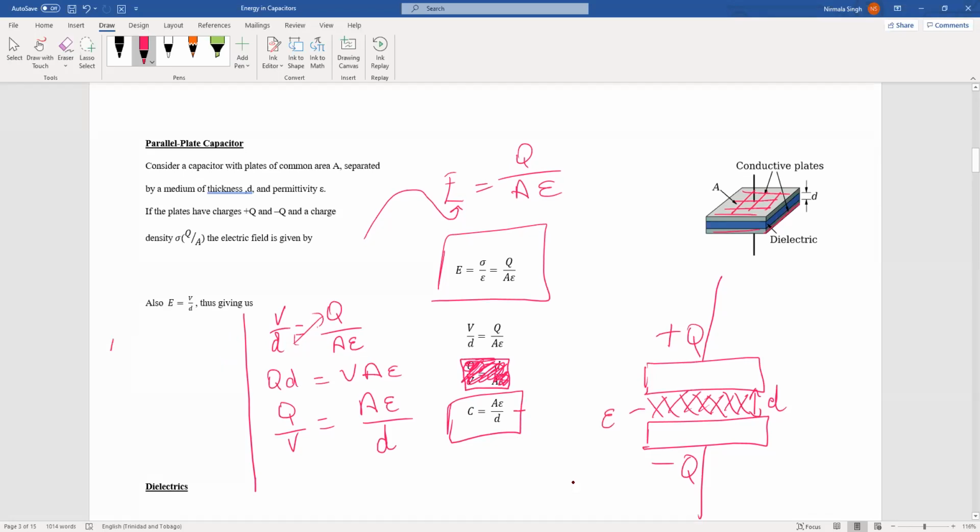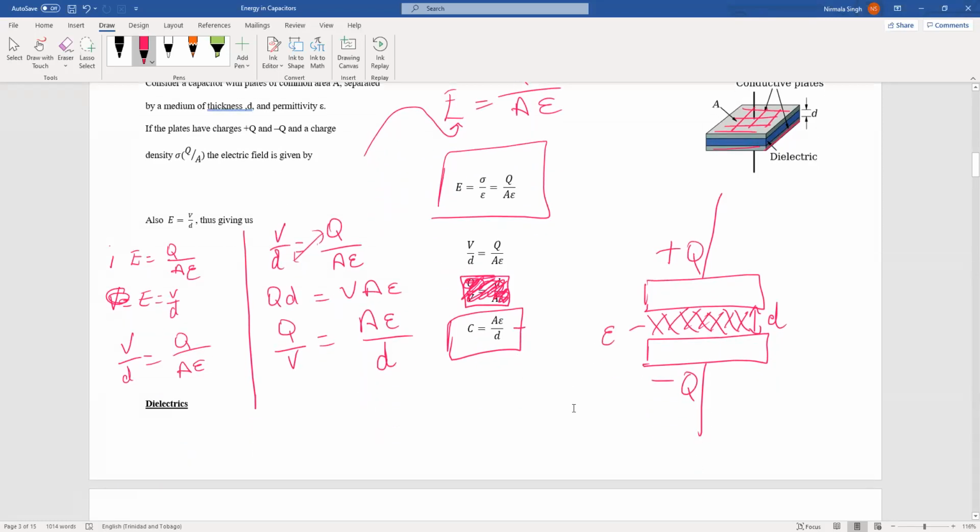One, in doing the proof, E is equal to Q over A epsilon, sorry. I know E is equal to V over D. So I'm going to end up with V over D is equal to Q over A epsilon, and then you just find a Q over V term, or your capacitance term, from there.